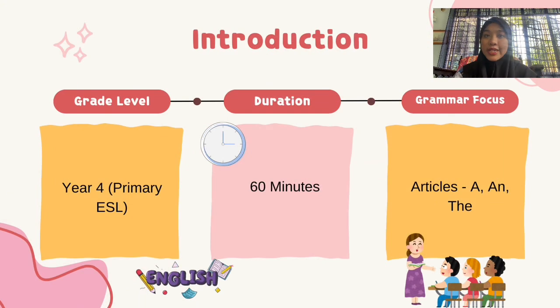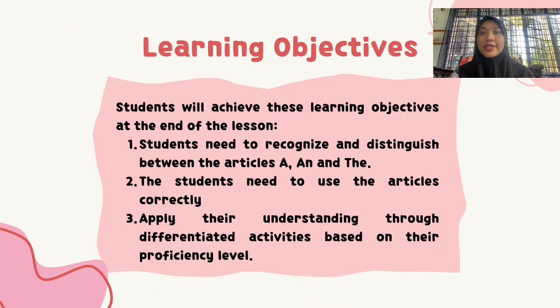So lesson focus. This lesson is designed for Year 4 Primary English Second Language students and will run in the class for about 60 minutes. Our grammar focus is on the correct use of articles a, an and the. Our learning objectives: by the end of this lesson, students will be able to recognize and distinguish between articles a, an and the, use the articles correctly in sentences, and apply their understanding through differentiated activities based on their proficiency level.